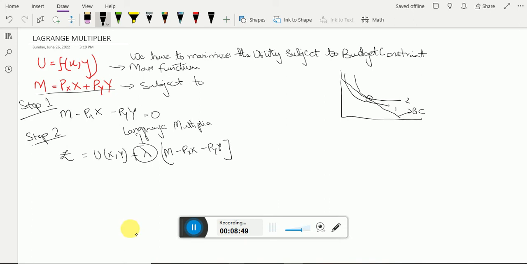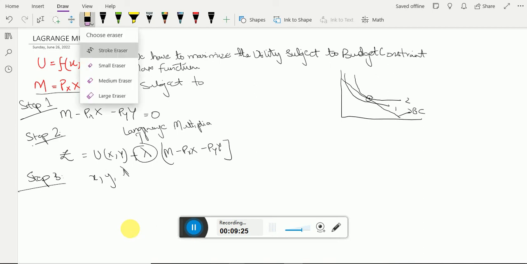Okay. Now, what is our step 3? Step 3 is a little bit more involved; those who have some knowledge of calculus can easily solve it. We have to write the first order condition. First order condition means we have to take the derivative of L with respect to 3 variables: the first commodity, the second commodity, and the third one is lambda, the Lagrange multiplier. Okay, now we will start the derivative. It is basically the partial derivative.